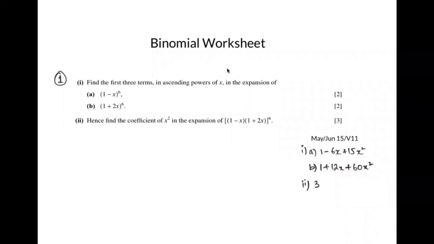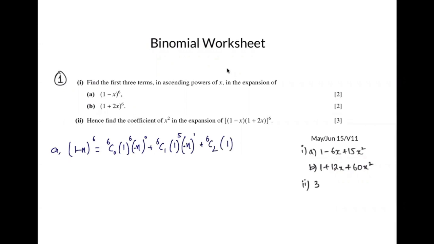The first three terms in ascending powers of x in the expansion of (1 minus x) to the power of 6 are calculated as follows. 6C0, 1 to the power of 6 minus 0, second term to the power of 0. 6C1, 1 to the power of 6 minus 1, minus x to the power of 1, plus 6C2, first term to the power of 6 minus 2, second term to the power of 2. These are the first three terms.